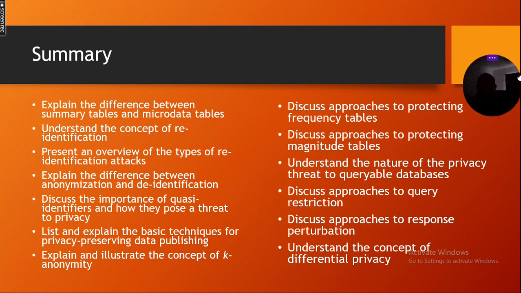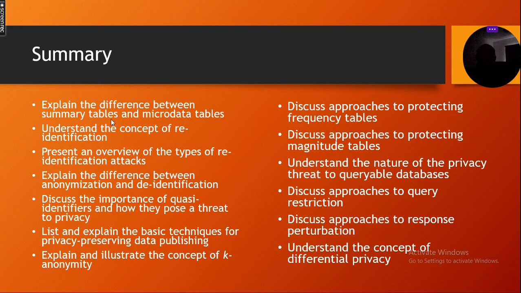So this is the end of the summary of our work. We've looked at the difference between summary tables, microdata files, and even queryable databases. Then we looked at the concept of re-identification, and the types of re-identification attack. We also looked at the difference between anonymization and de-identification. We discussed the importance of quasi-identifiers and how they pose a threat to privacy.